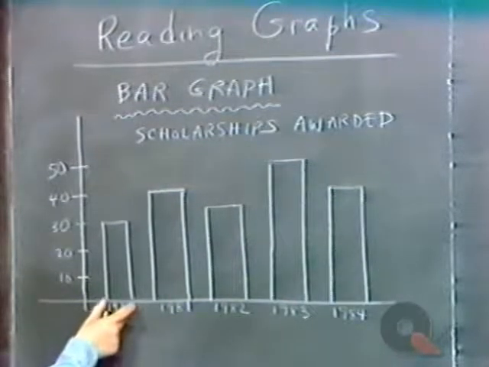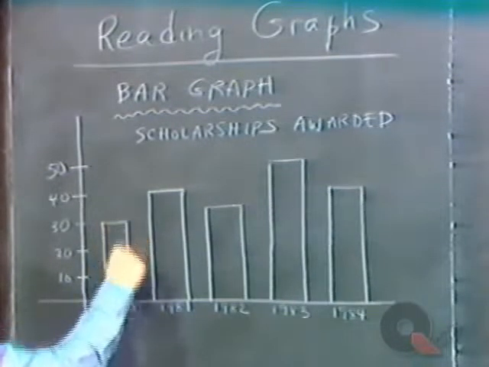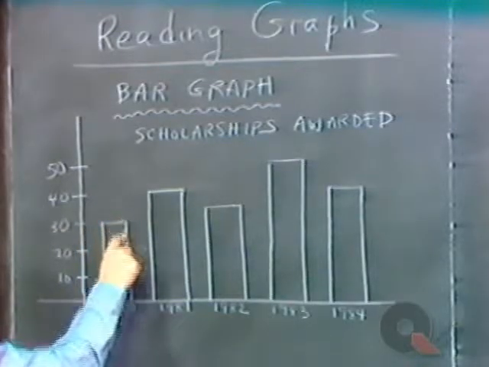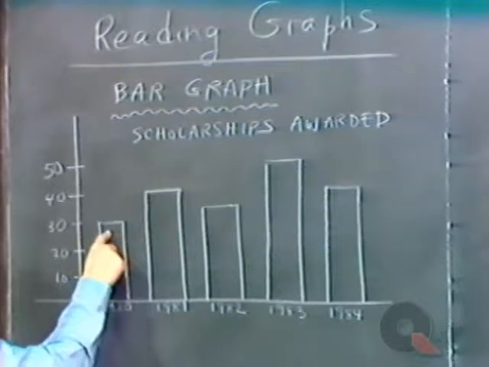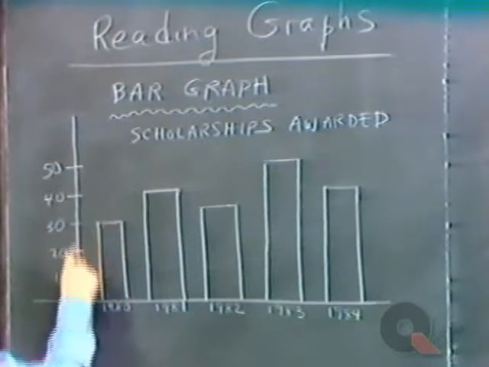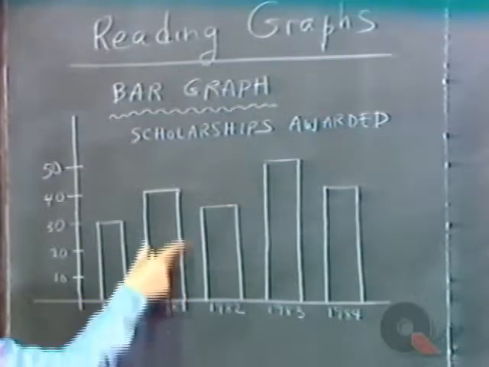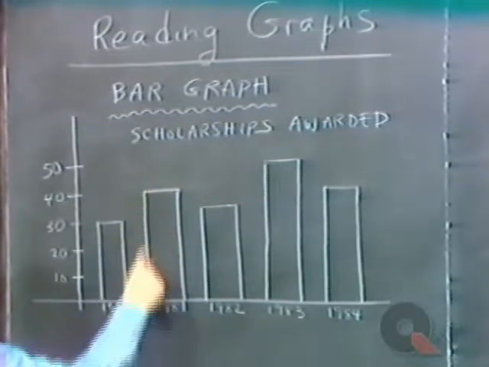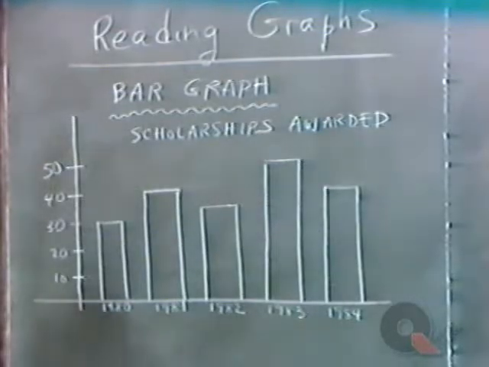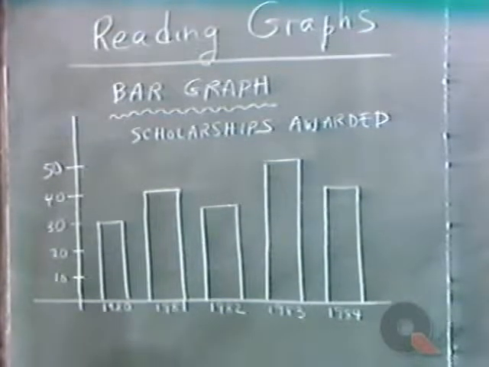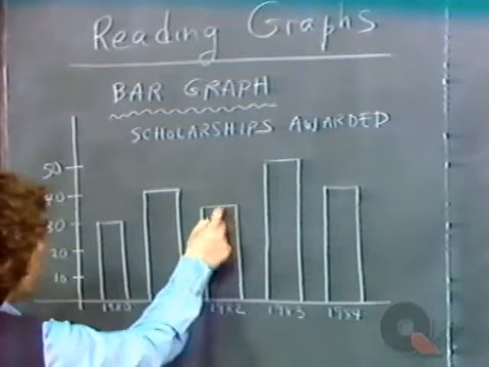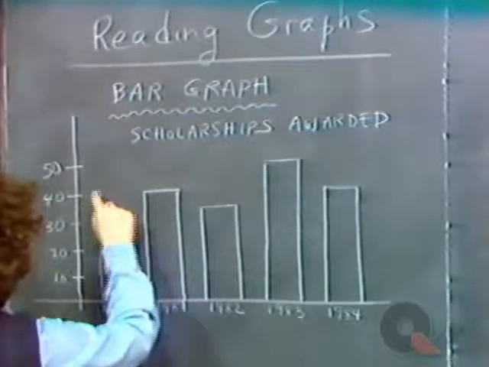So in 1980, the bar goes up to 30. 30 scholarships were awarded in 1980. The line stops here at 30. In 1981, the line goes up to 40. 40 scholarships were awarded in 1981. In 1982, the line stops between 30 and 40.